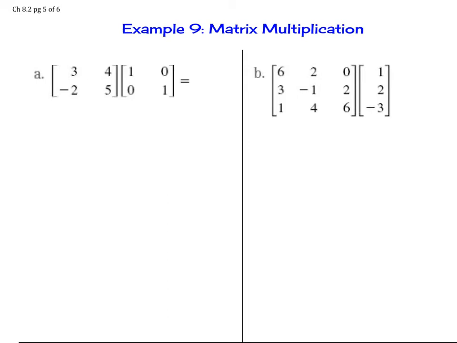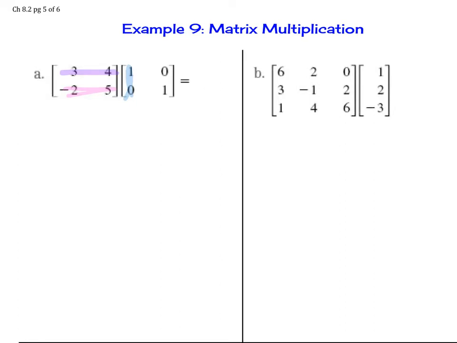Let's do a little bit more multiplying matrices. So we have [3, 4; -2, 5] and [1, 0] times [0, 1]. And then we have some other examples. So we have 4 examples we're going to do. So again, when we do this, we want to multiply the rows by the columns. So we'll start with the row here, and then we're going to multiply by the column.